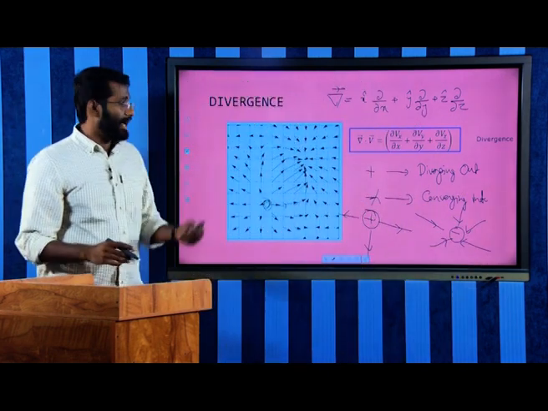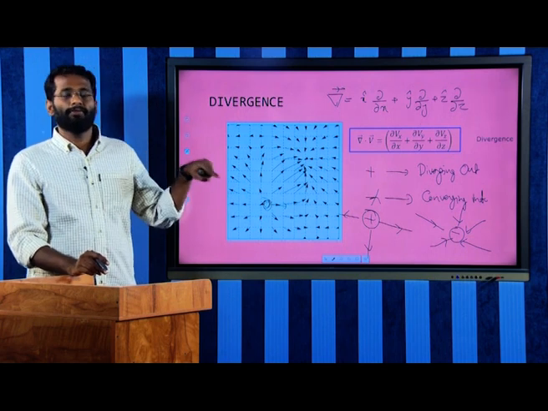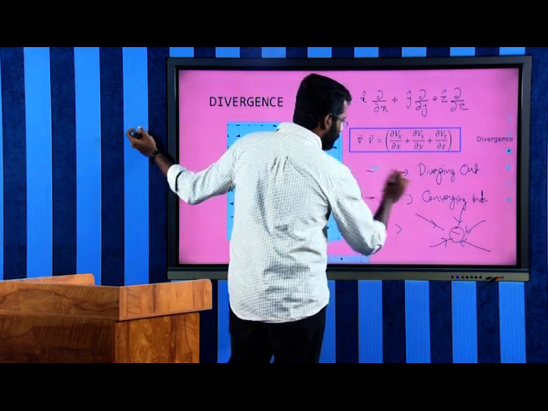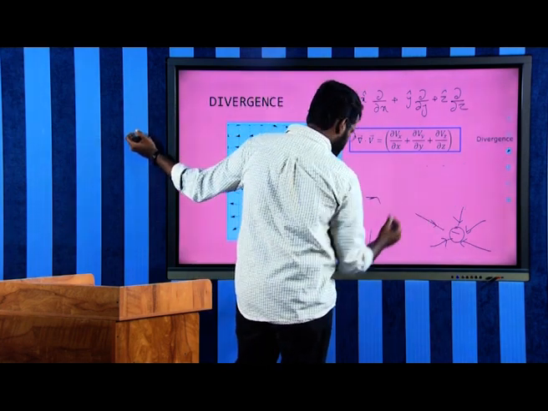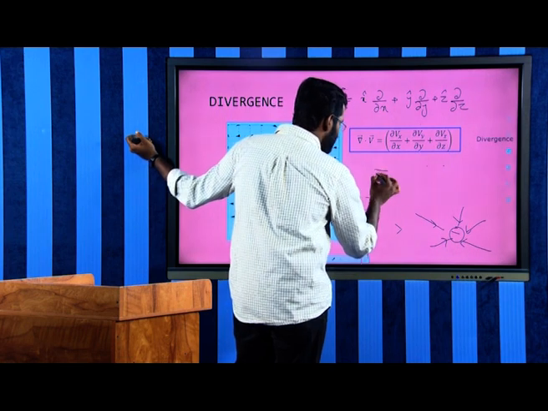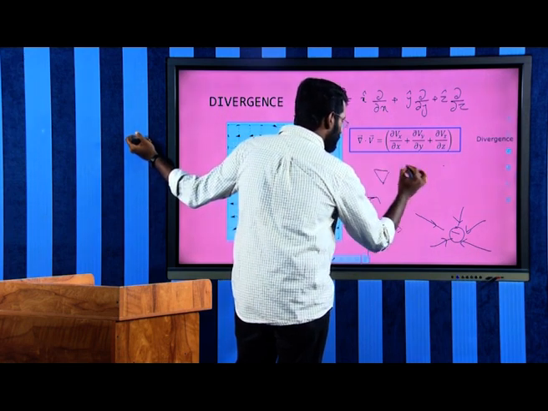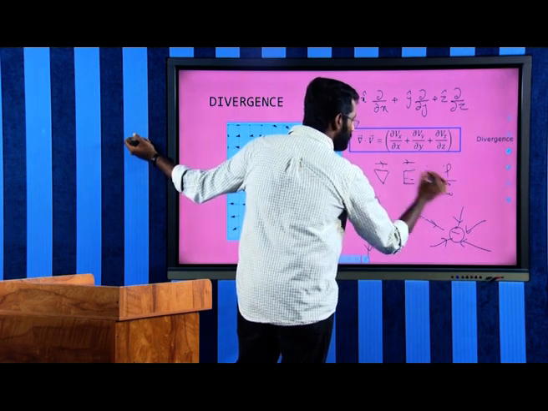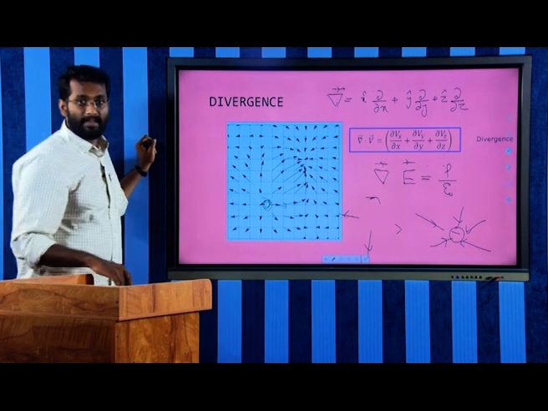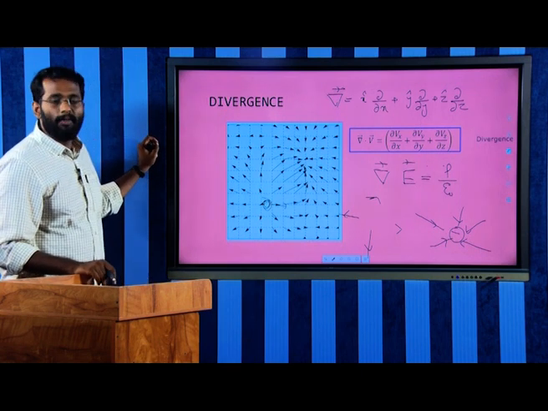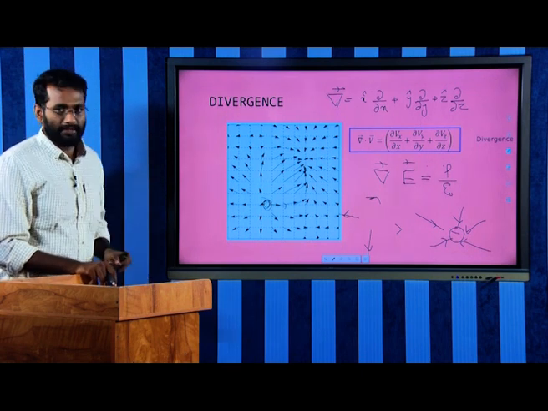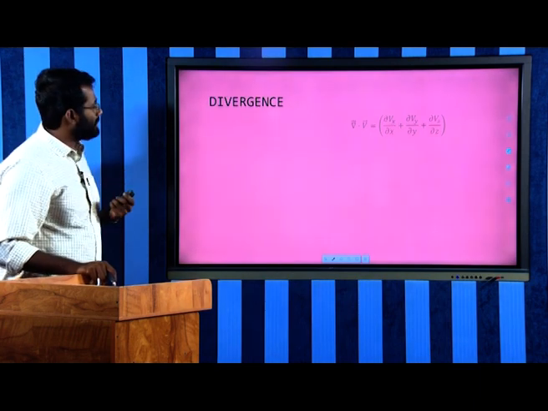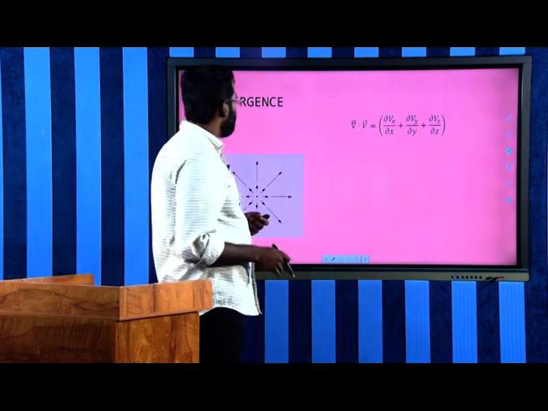divergence. That is the amount of divergence we calculated when we learned about the differential form of Gauss's law. What we got was del dot E is equal to rho by epsilon 0. This is the expression for Gauss's law in differential form. That means it gives the amount of divergence of that electric field.